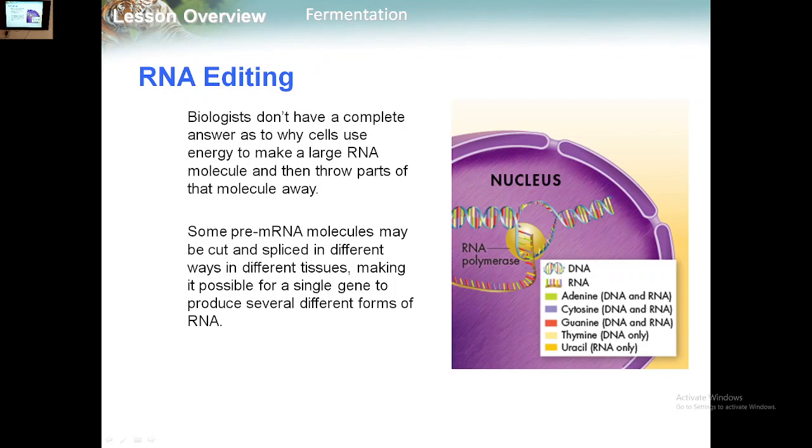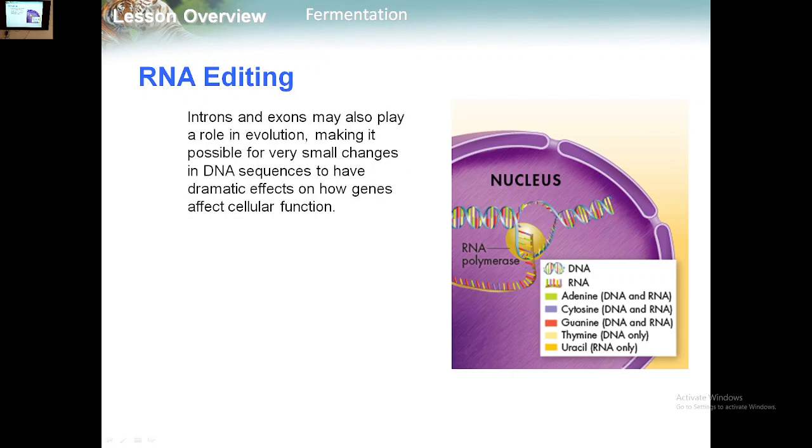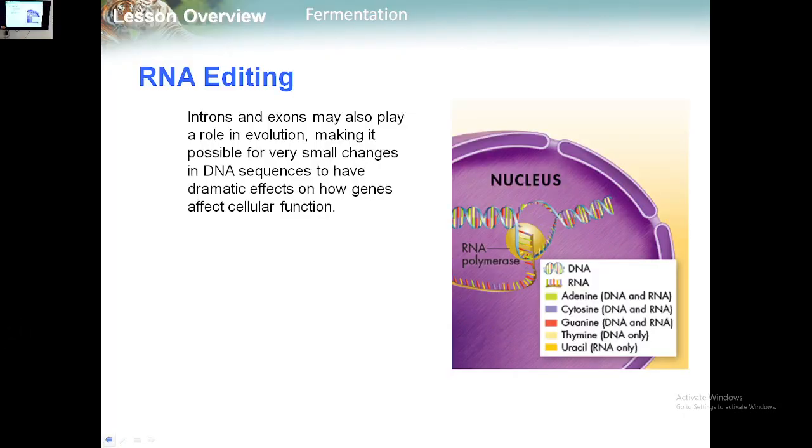So we don't have a complete answer to why the cells use energy to make a large RNA molecule and then cut it to form the mature mRNA molecule. Again, introns and exons may also play a role in evolution, making it possible for very small changes in DNA sequence to have a dramatic effect on how genes affect cellular functions. After the RNA is edited, then the transcription process is finished.